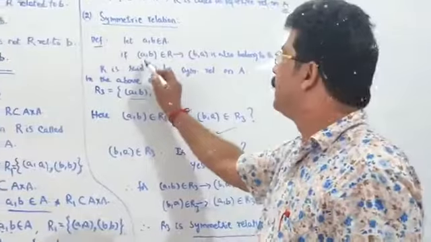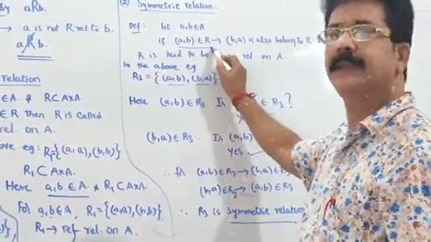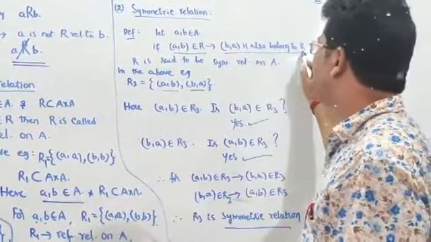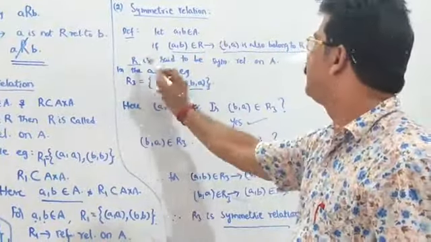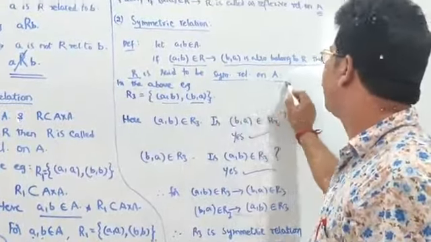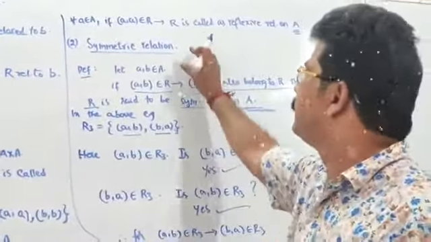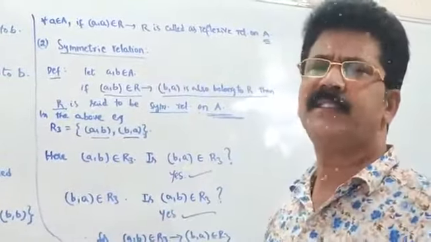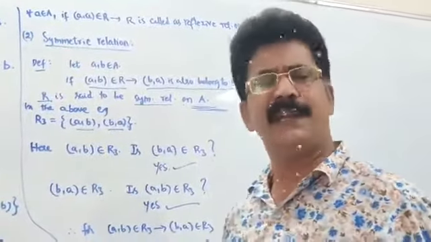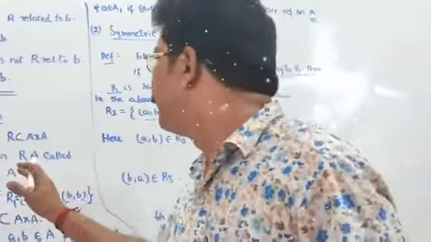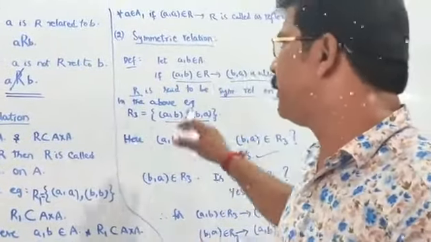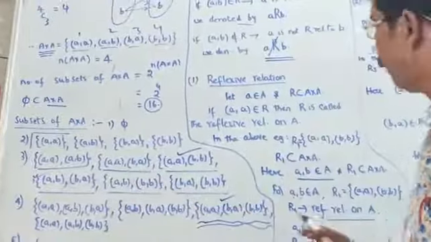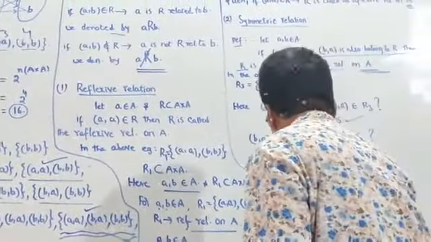Once again, if (a, b) belongs to capital R, then (b, a) must also belong to capital R. Then only this R is said to be a symmetric relation on the given set capital A. This is the simple definition of symmetric relation. We can show any number of examples for every definition. For easy understanding, I took suitable examples for the definition from the basics only. Remember it, recognize it.